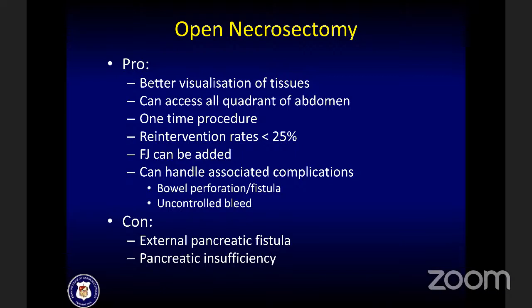And also you can add ancillary procedures, like a feeding jejunostomy for these patients, because nutrition forms a major component in getting these sick patients out of the ICU. And you can also handle associated complications like bowel perforation or fistulas, more commonly seen in the large bowel, particularly the splenic flexure area, and uncontrolled bleeding which sometimes cannot be managed with endovascular therapy. Particularly with the portal venous branches, bleeding may not be controlled by endotherapy. So probably you might have to open these patients and control the bleeding by suturing the site.